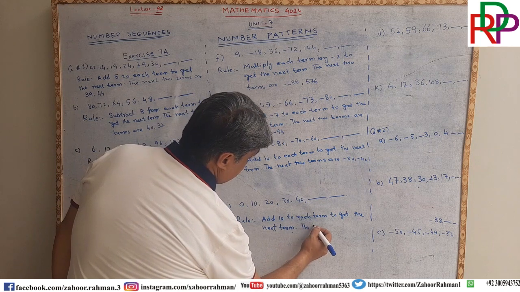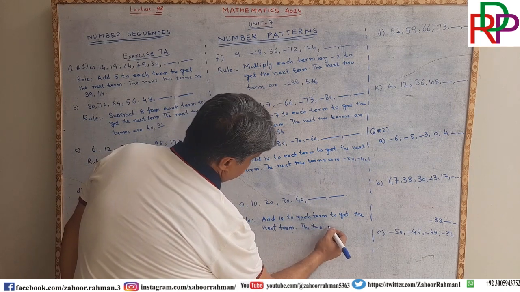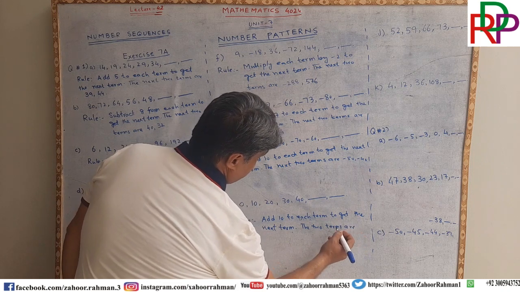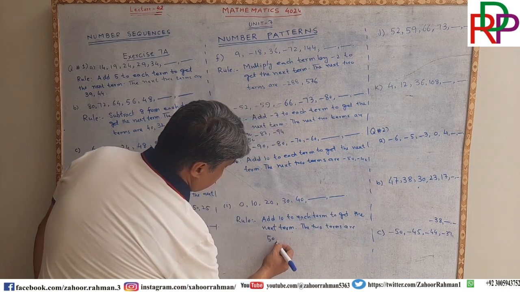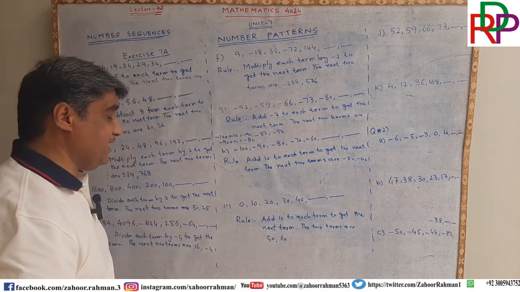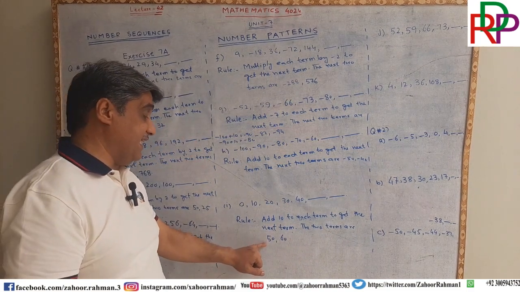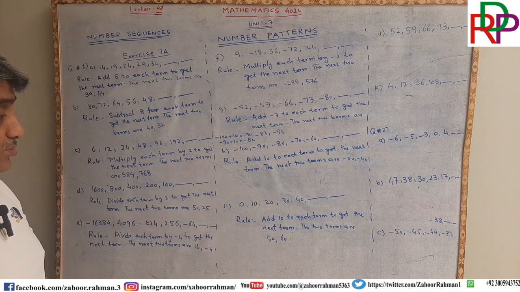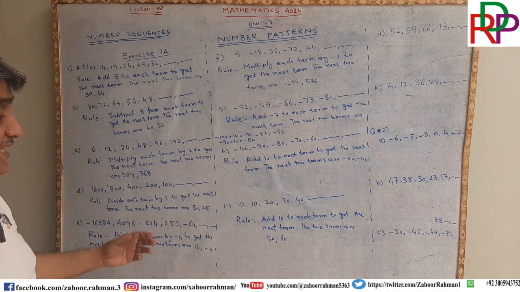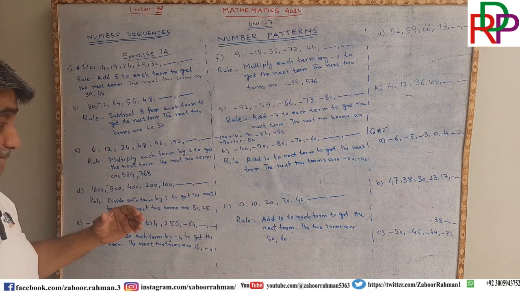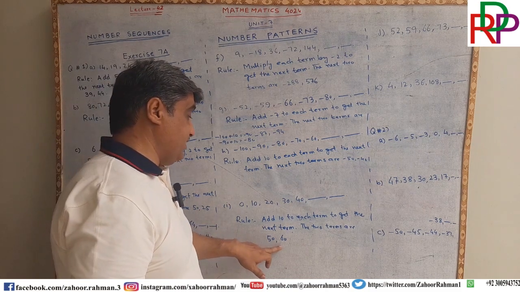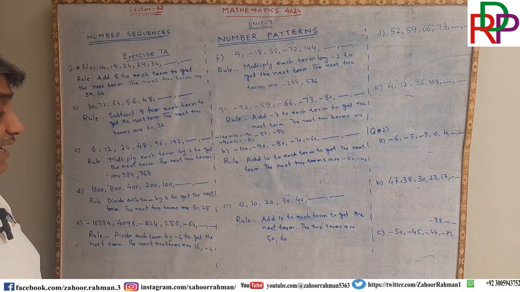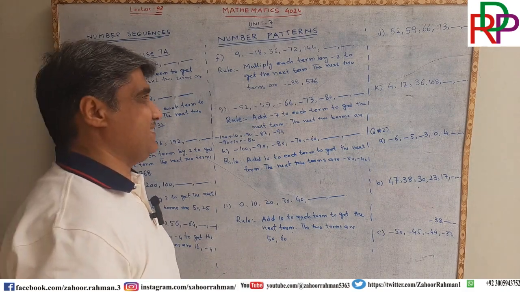The two terms are 50 and 60. Ladies and gentlemen, keep in mind that you can't write directly 50 and 60 because they asked about the rule. So you have to provide the methodology and then you have to write the two terms. That is why I am writing the next two terms are 50 and 60.